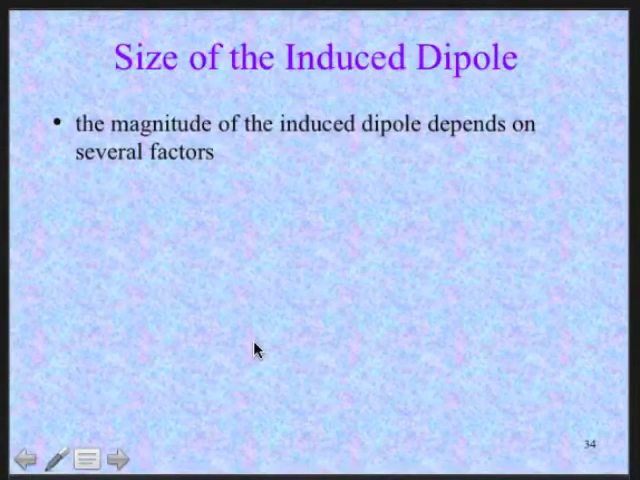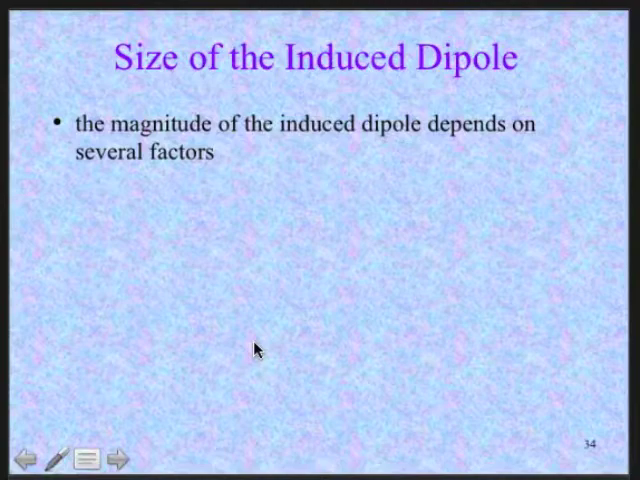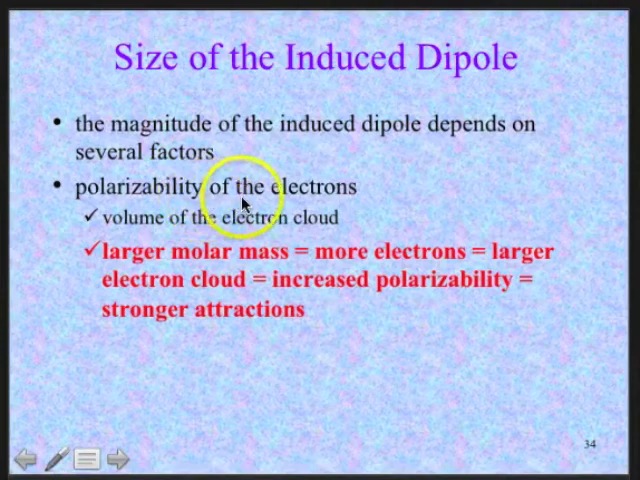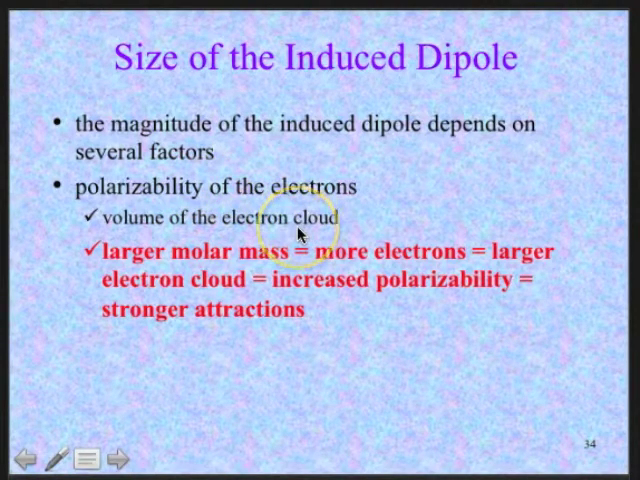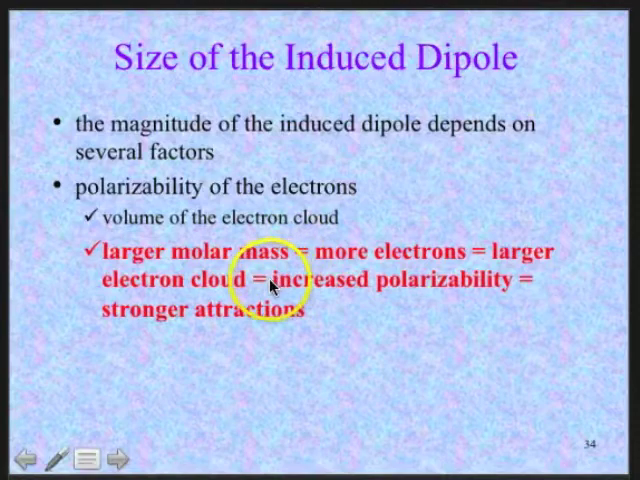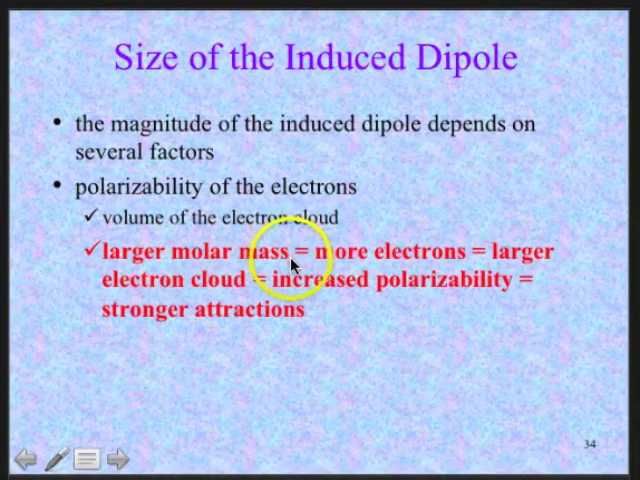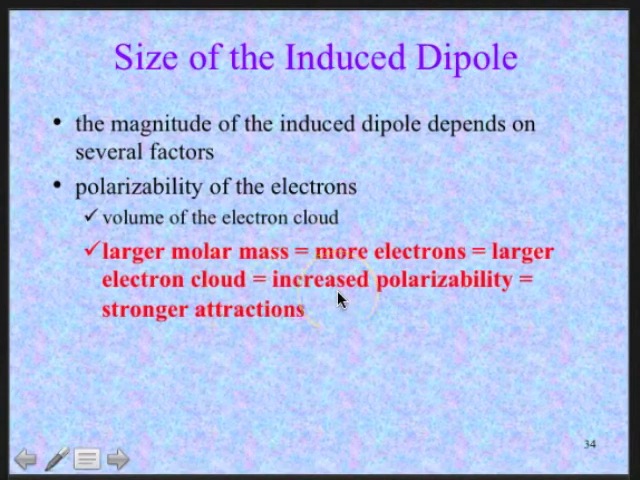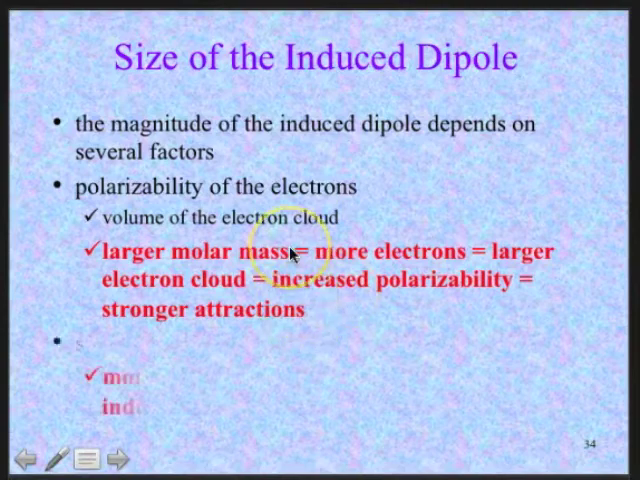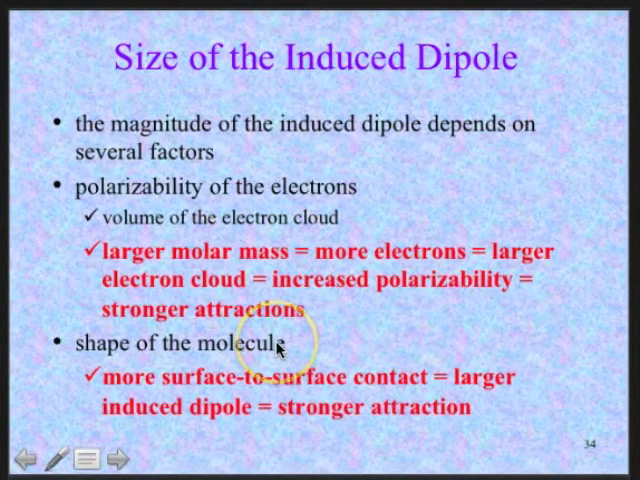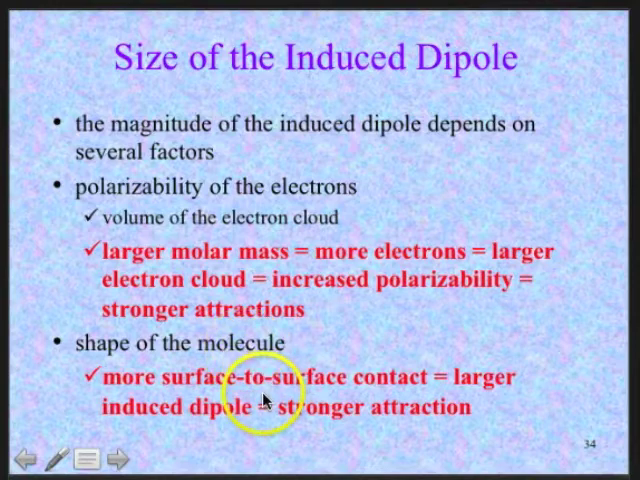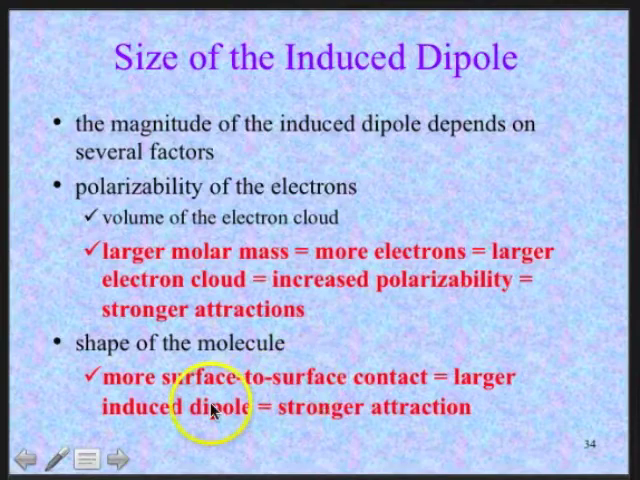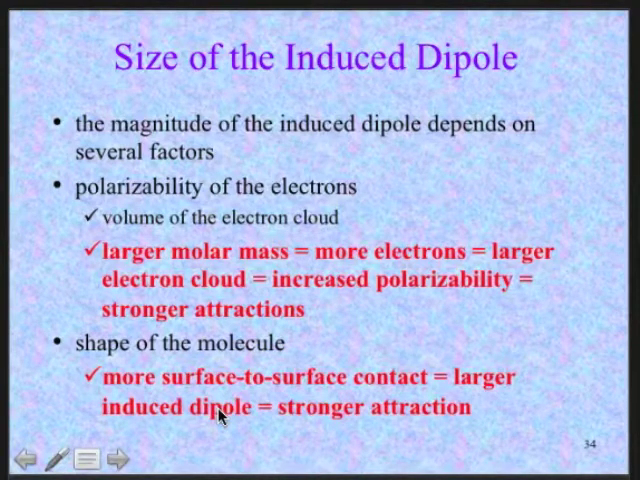The magnitude of the induced dipole depends on several factors in dispersion forces. First, the polarizability of the electrons, in other words, the volume of the electron cloud. As we mentioned, the larger the molar mass, the more electrons. The larger the electron cloud, you'll have increased polarizability and stronger attractions. The other thing to note is the shape of the molecule is a factor. More surface-to-surface contact means a larger induced dipole and stronger attractions.